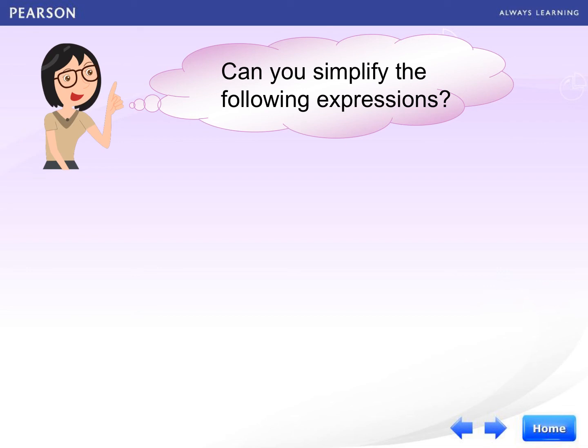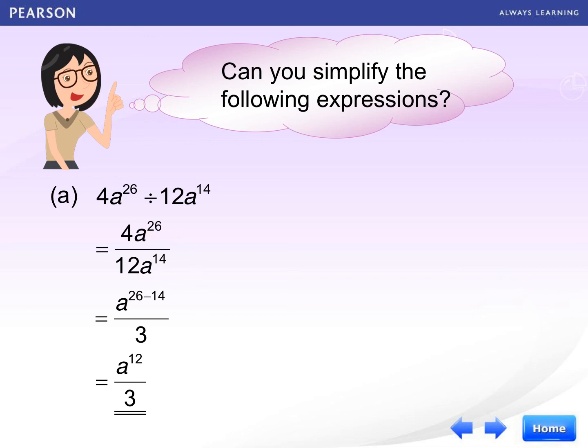So can you simplify the following expressions? 4a to the power 26 divided by 12a to the power 14. We write it as a fraction. First of all, 4 divided by 12, we write it as 1 over 3, so 3 is in the denominator. For a to the power 26 and a to the power 14, it is a to the power 26 minus 14, which is a to the power 12 in the numerator. So the answer is a to the power 12 over 3.